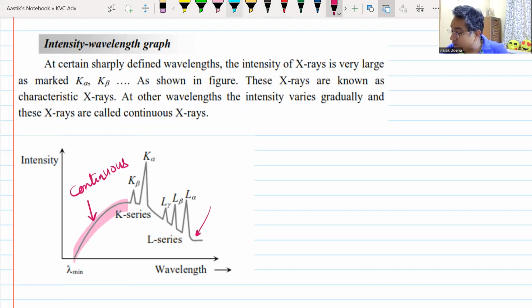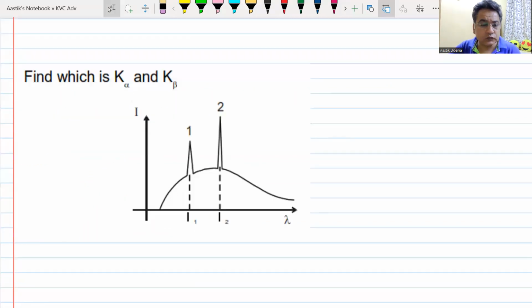And in between you will have these spikes, and these spikes will represent the characteristic X-rays. You can see K alpha wavelength is more than K beta. L alpha wavelength is more than L beta, L gamma. Remember this, keep this in your head. Questions will be based on this. I'll give you 2 minutes to note this down.